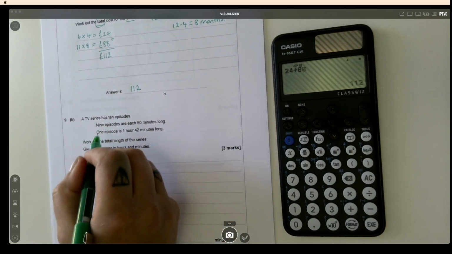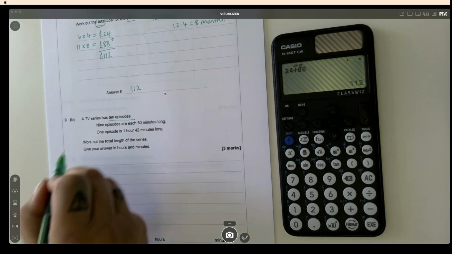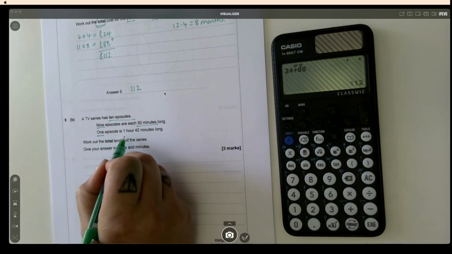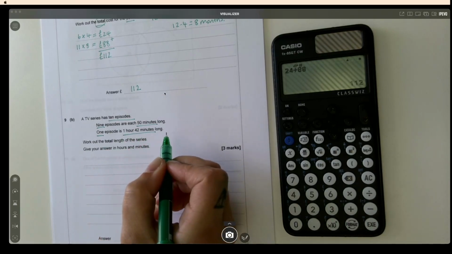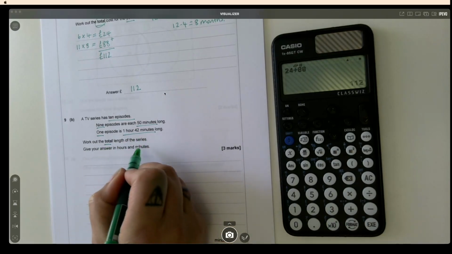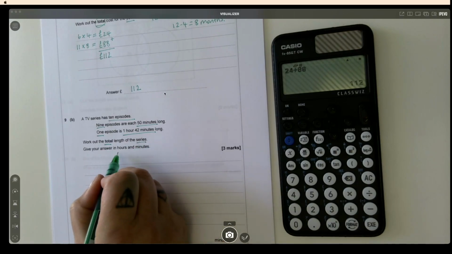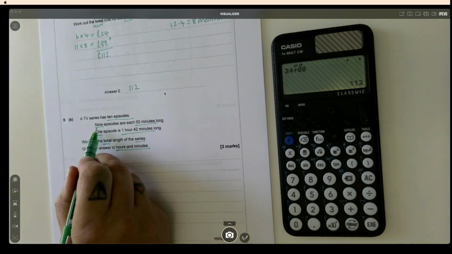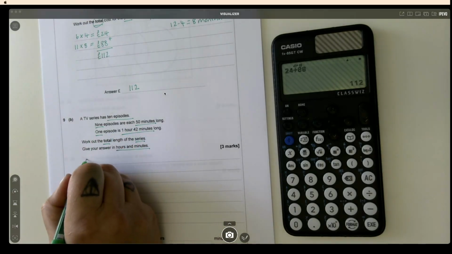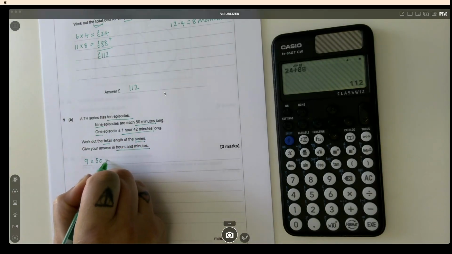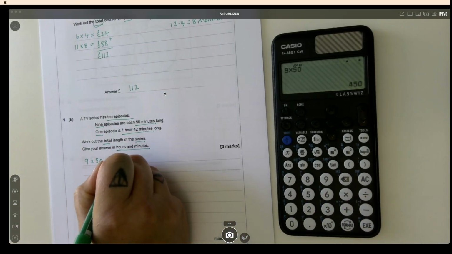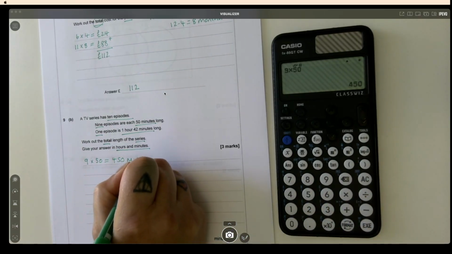9b. A TV series has 10 episodes. 9 episodes are 50 minutes long. 1 episode is 1 hour 42 minutes long. Work out the total length of the series. Give your answer in hours and minutes. So 9 episodes at 50 minutes. So 9 times 50 is 450 minutes in total.